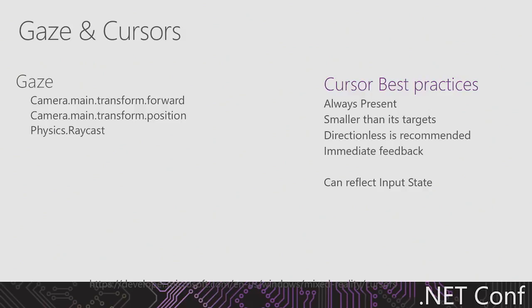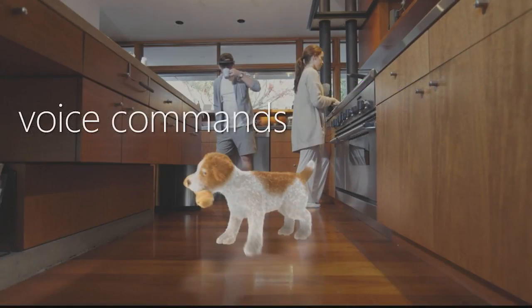And then there's some things. Cursors is the best practice, so I do recommend you have one. There are best practices there, like making sure the cursor is always there, and making sure you have a directionless one, unless you're actually forcing the user to face a specific direction. That way they don't get confused. You want to use the cursor to give feedback, so the user always knows where it's at. And if you have a specific input state, like certain commands, you can reflect that within the cursor. So there's a lot of that there.